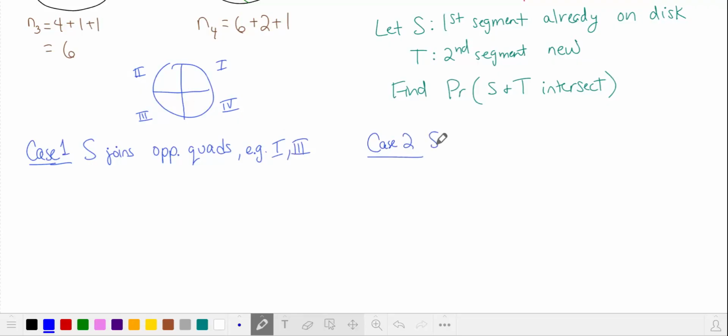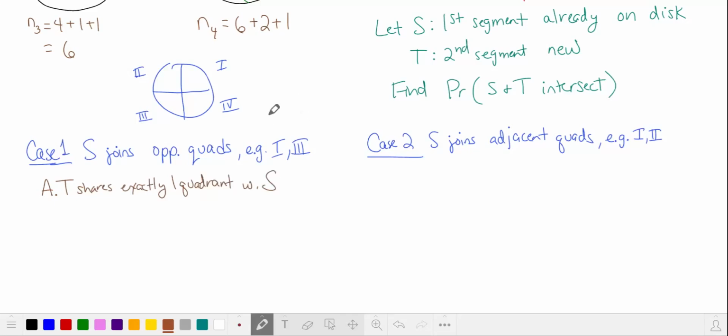Case 2 is if S joins what I'm calling adjacent quadrants. For example, S joins an endpoint in quadrant 1 with an endpoint in quadrant 2. Now we'll have subcases depending on the nature of T. So case 1A has that T shares exactly one quadrant with S. So if S joins quadrants 1 and 3, it's going to also join quadrant 1 or quadrant 3. So for example, it can join quadrant 1 and 2, or 1 and 4, or 3 and 2, or 3 and 4. Our second mutually exclusive case is that T joins 2 quadrants that are not shared with S.